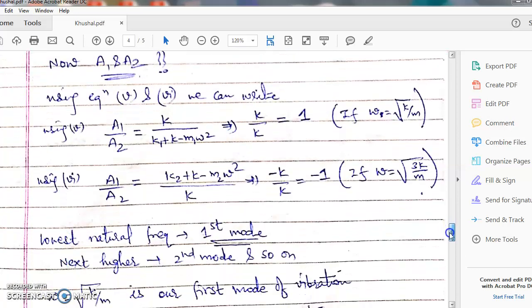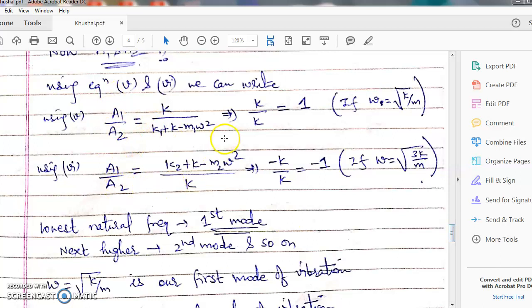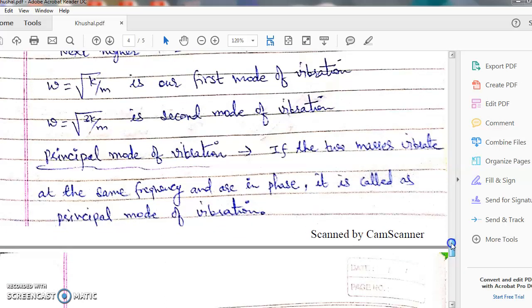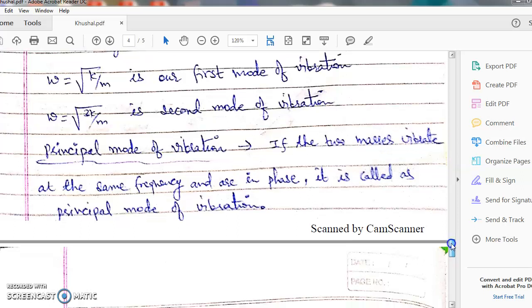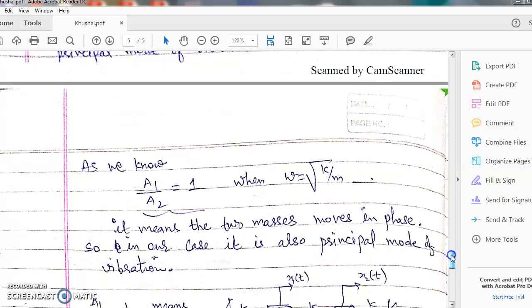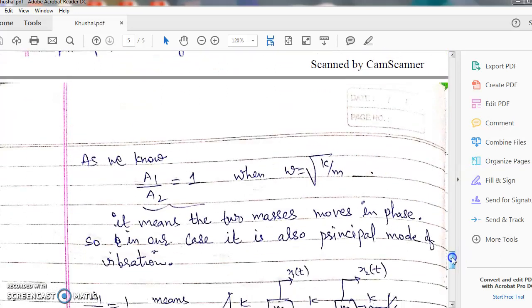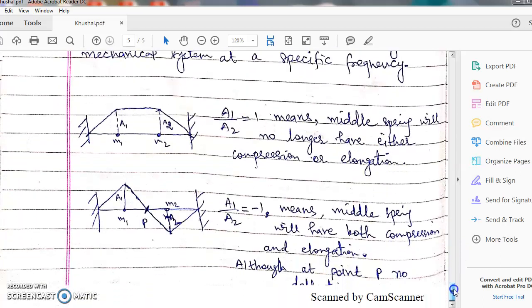Then a1 by a2, as we have discussed here, is 1 and -1. What is the meaning of 1 and -1? 1 means they are in phase, -1 means they are out of phase. So the lowest mode of vibration is the first mode, the higher is the second, and if one more degree of freedom is there, 3 degrees of freedom, then it will be the third mode of vibration. Principal mode of vibration is when the two masses have the same frequency and are in phase. So omega is equal to root k by m in our first mode of vibration and principal mode of vibration, and this is the mode shape.